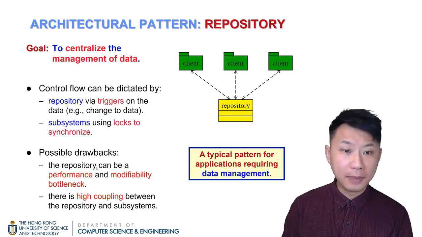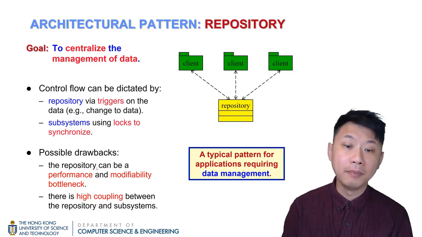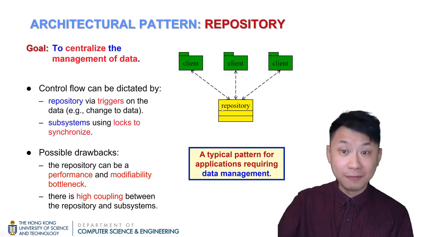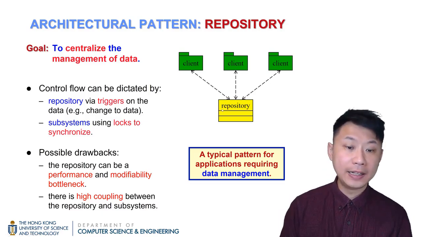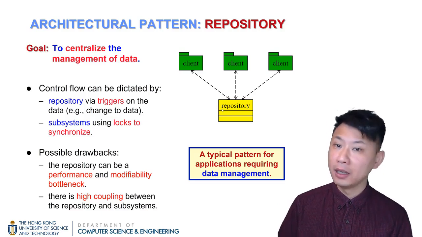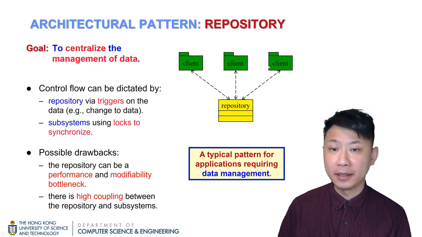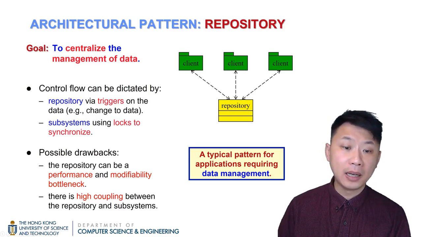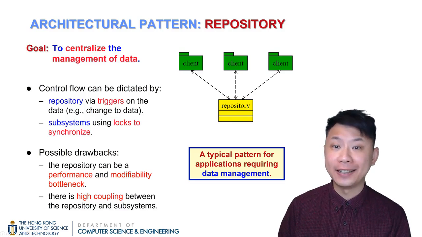And the drawbacks of this pattern is that the repository can be a performance and modifiability bottleneck, right? Because many clients depend on this repository in order to retrieve and get some data. And there is a high coupling between the repository and the subsystems. Again, we may have many subsystems depending on this repository. Then the repository may become the performance bottleneck for the entire system.